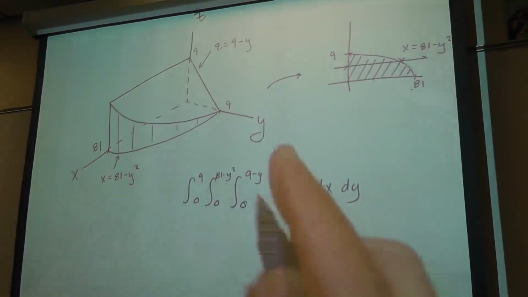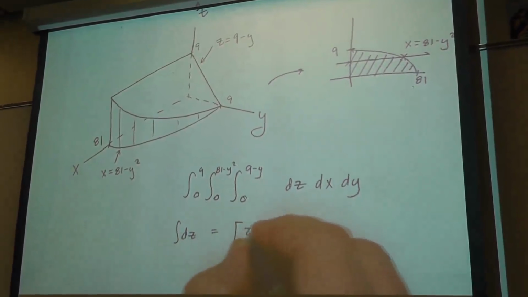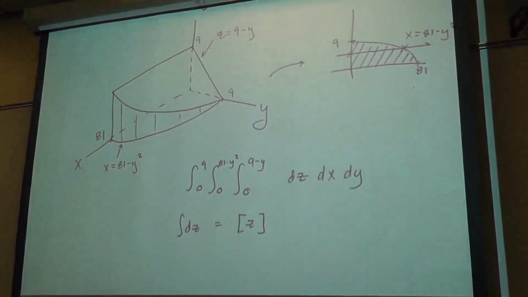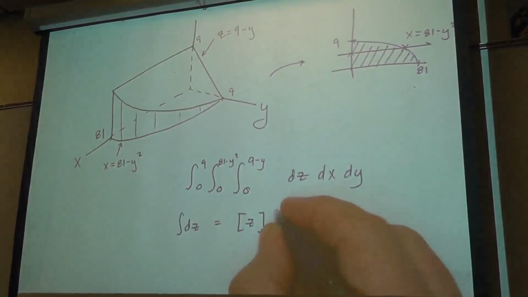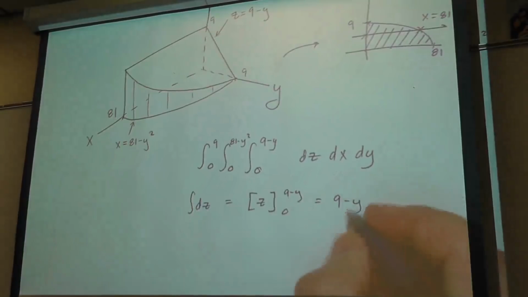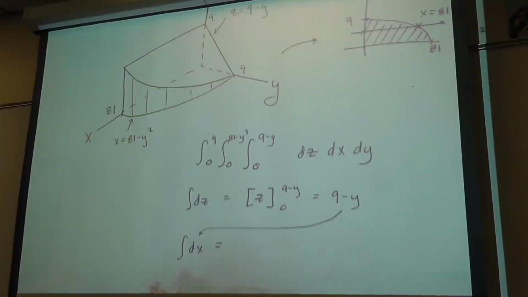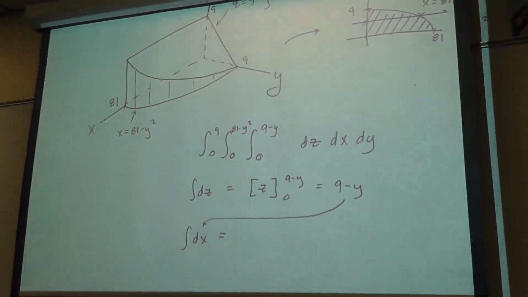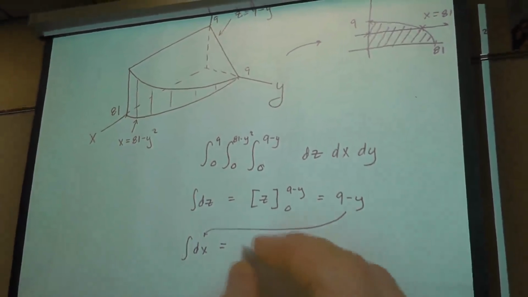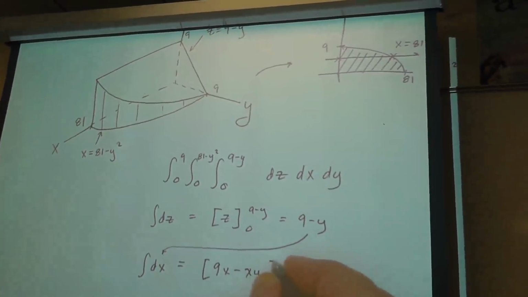And then actually evaluating it, integrate z. You're integrating 1 with respect to z, so that just goes to z. And then you enter those limits. That gives you 9 minus y. Then you integrate this with respect to x. Keep in mind you're doing partial antiderivatives, so both 9 and y are constants with respect to x. They should become 9x minus xy.